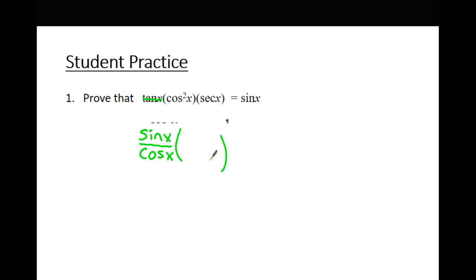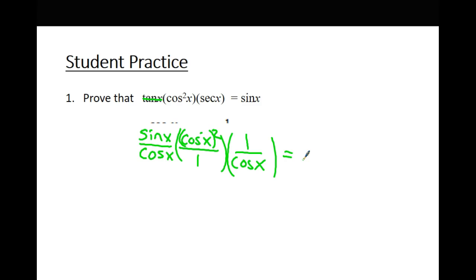Next we'll ask Najib, do I change cosine squared? No, it's already a cosine, so we're going to leave it alone. I'm going to go ahead and write it as cosine like that, but you don't have to if that's unnecessary for you. Amanda, do I change secant? What do I change that into? 1 over cosine.